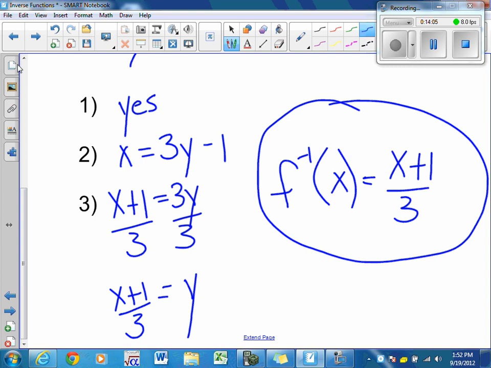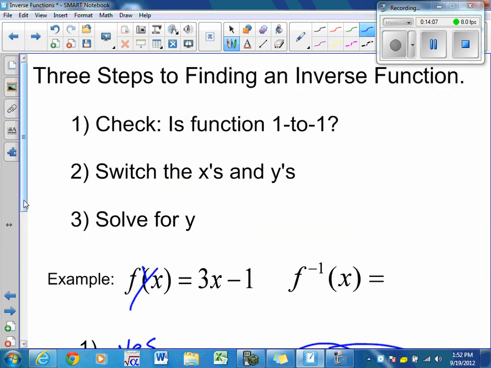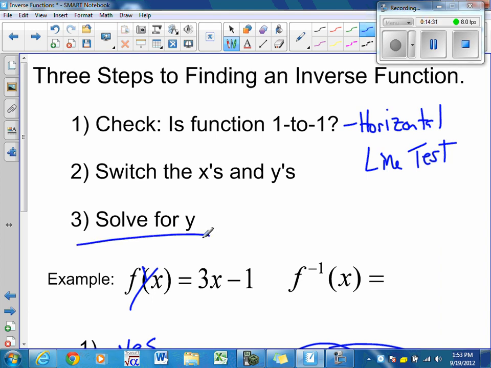So our 3 steps. One, check if it's 1-to-1. Does it pass the horizontal line test? If you're unsure, graph it. But 1-to-1 is the horizontal line test. Two, switch your x's and y's. Three, solve for y. Step 3 can be the killer. Many times, that's the hardest one.